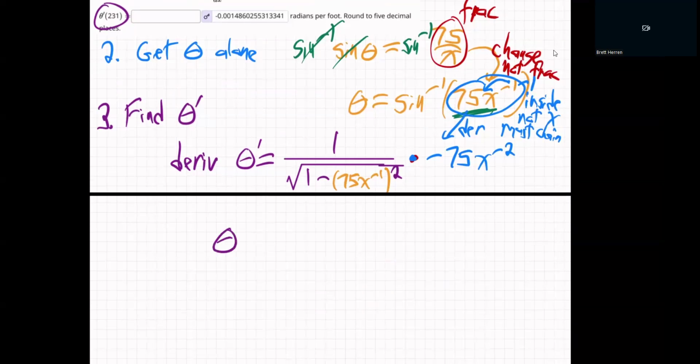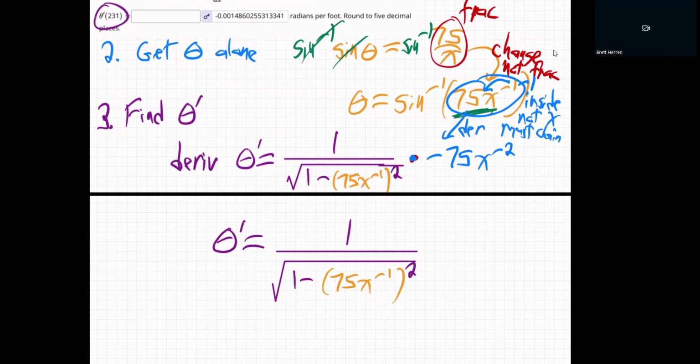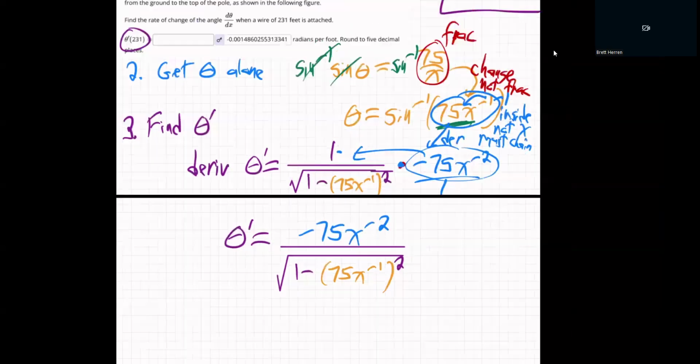So this is theta prime equals 1 over the square root of 1 minus 75x to the minus 1 squared. And then this guy, this minus 75, this will go up here on the top, right? Because over 1 multiply. So I'm just going to stick it on the top. So it's going to be minus 75x to the minus 2. So there's the derivative. Now, last step.